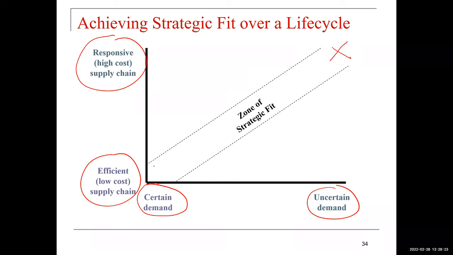If you have a very certain demand, like books for college students, you know how many students you will get every year, you know how many books you're going to be selling for chemistry. So you have a low cost supply chain, absolutely. Those are going to happen at the beginning of each semester and so on.